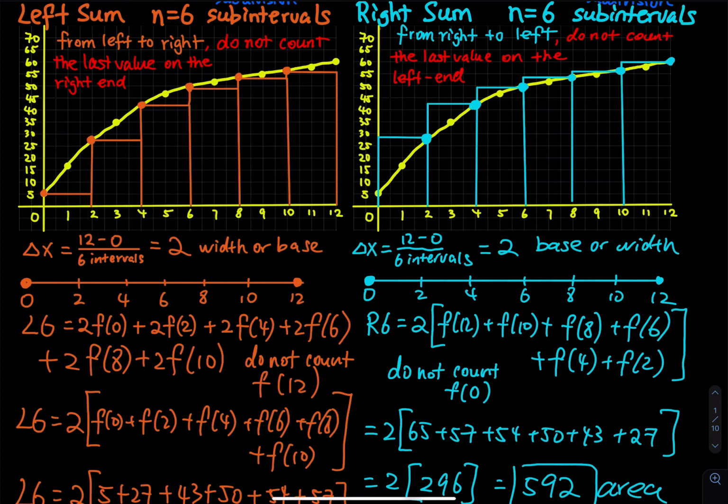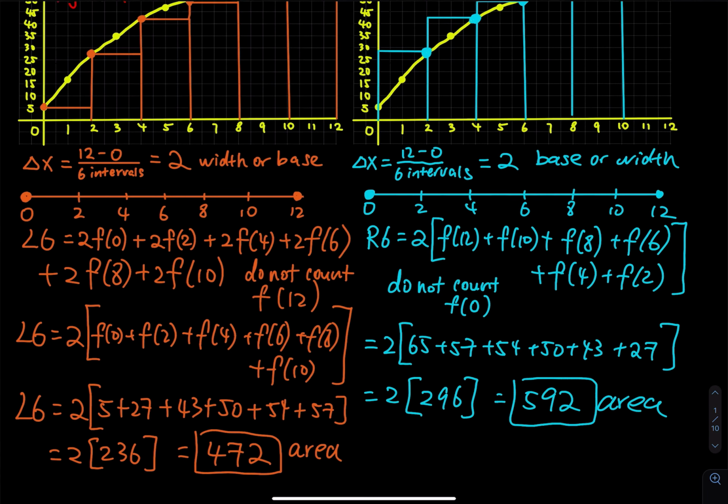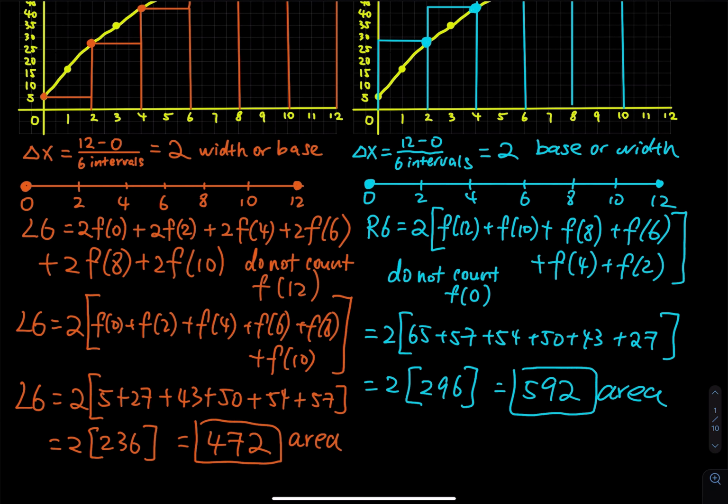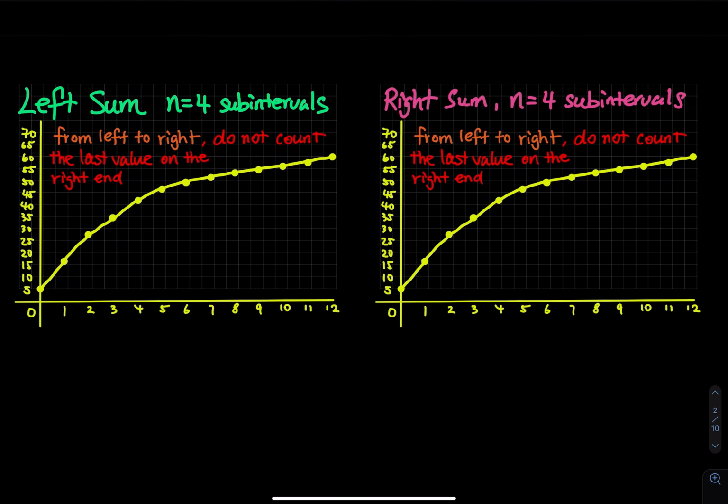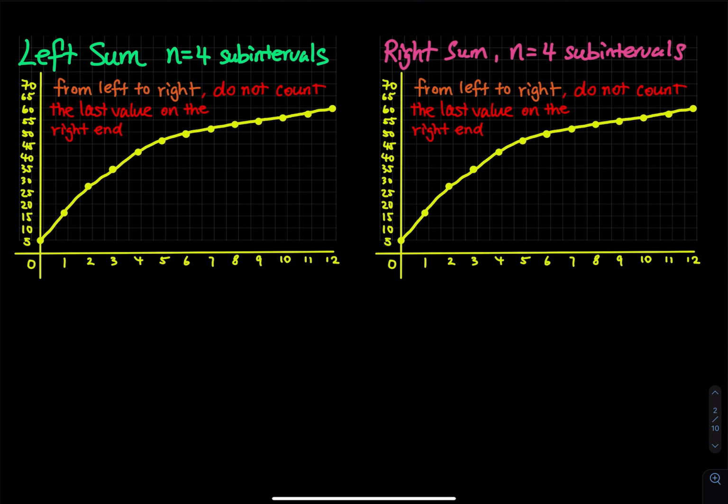All right, and then we have 472 and 592. Now, the next question that I would like to answer is, what if I want to divide this into 4 subintervals or even 2 subintervals? How does that change the answer? Well, let's answer that right now. So here, 4 subintervals, left sum, and 4 subinterval right sum.